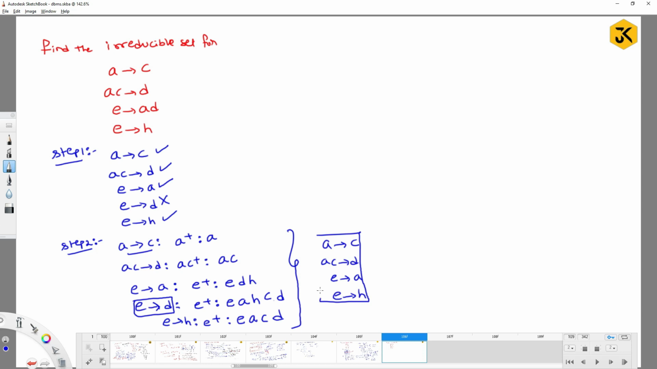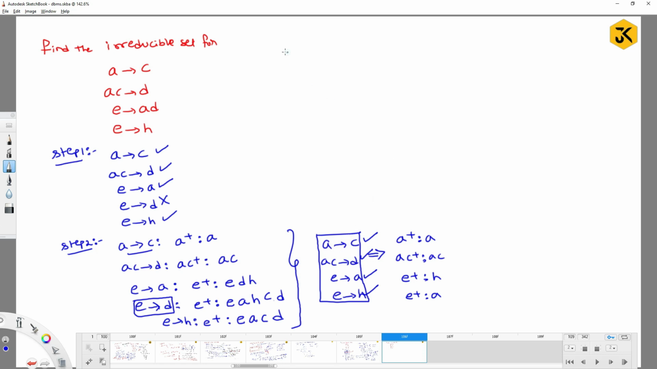We cannot yet say that this is the minimum FD set, right? Now again you need to check whether anything is redundant. What is A closure now? A closure is A, so it is required. AC closure is AC only, which is also required. E closure is H, so E determines A is required. Again E closure is A, so this is also required. So this is the final solution at this step 2.